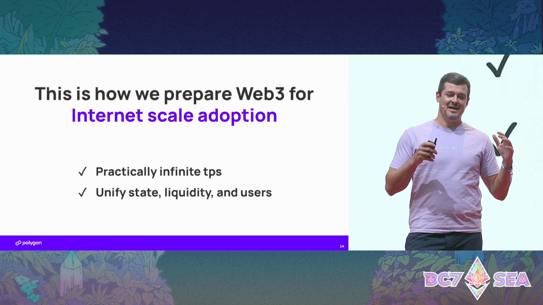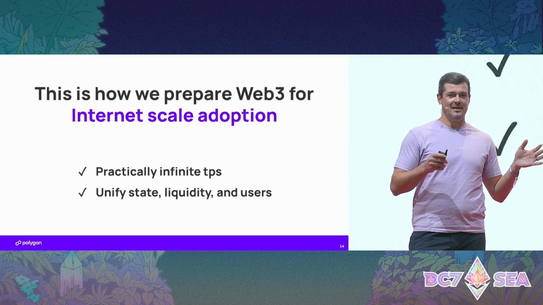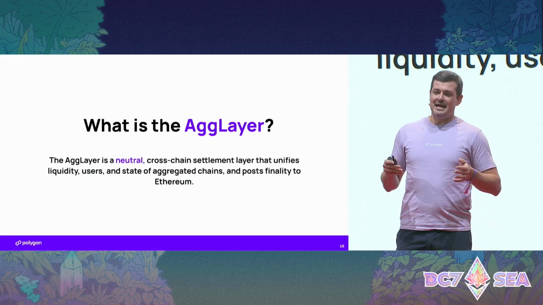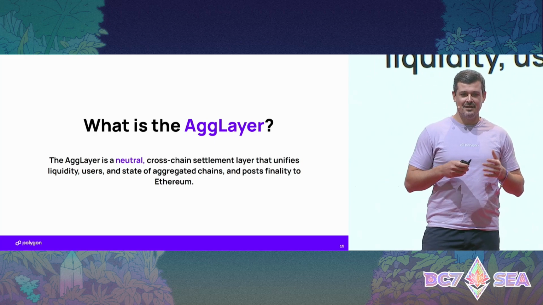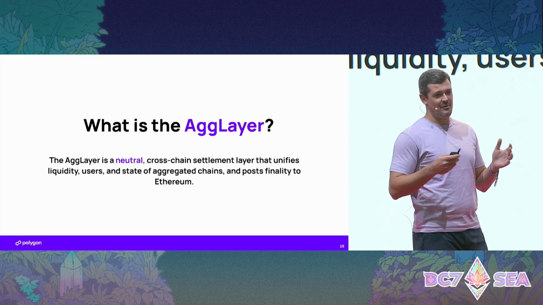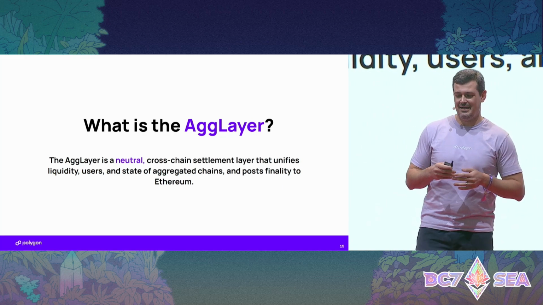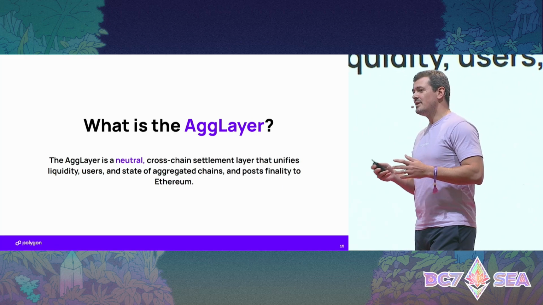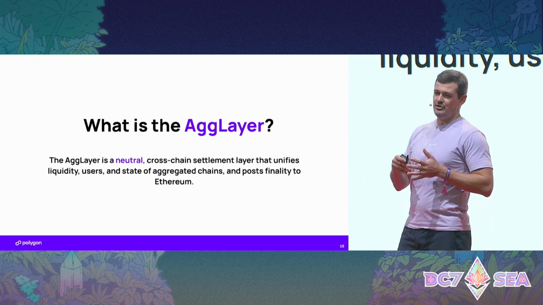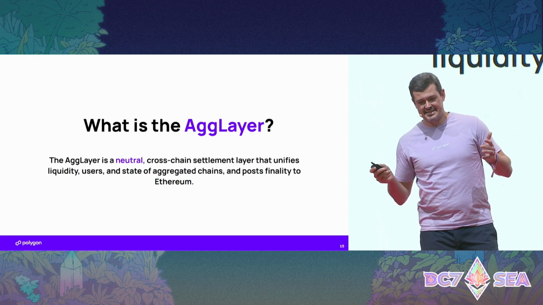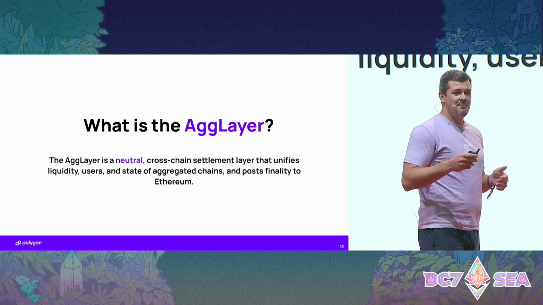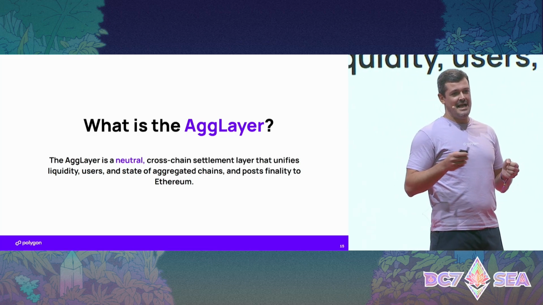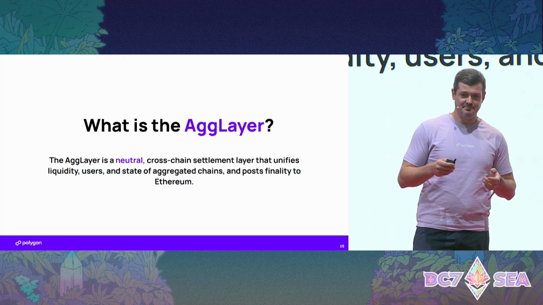So when we've thought about this problem and how we want to solve it exactly, we realized that we needed to create a neutral platform. And so this is the concept of the AggLayer. Polygon Labs is a core contributor, along with many others that I will show you a little bit later. But the general idea was that we need some kind of neutral cross-chain settlement platform that unifies liquidity, users, and state, and that ultimately has finality on Ethereum.